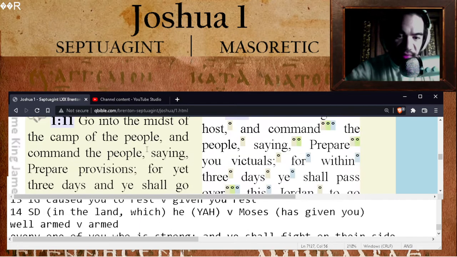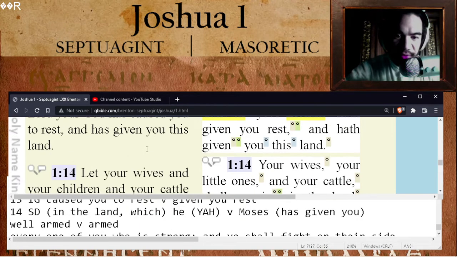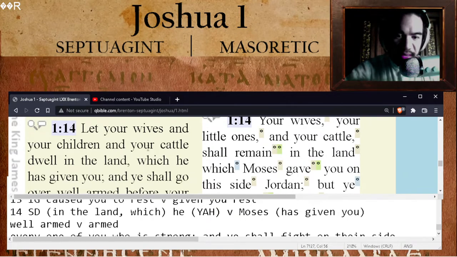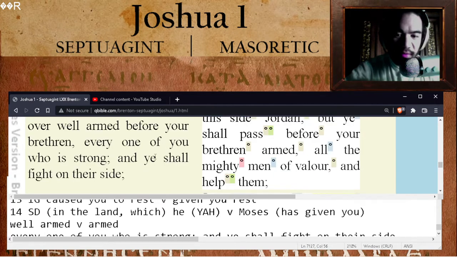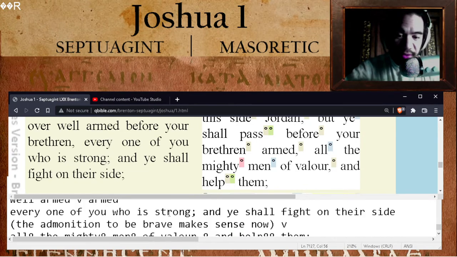In verse 14, we see another significant difference, which is in the land which he has given you. So the land being described as being given by Yah, he has given you, not in the Masoretic that Moses gave you. It's not Moses who gave them this land, it's Yah who gave them the land. And they're supposed to go before their brethren well armed. Not just armed, but well armed. You're going to be very prepared because you are going to need courage.